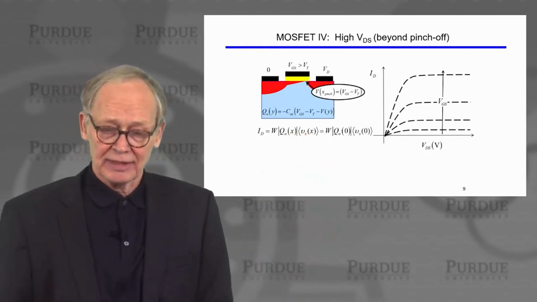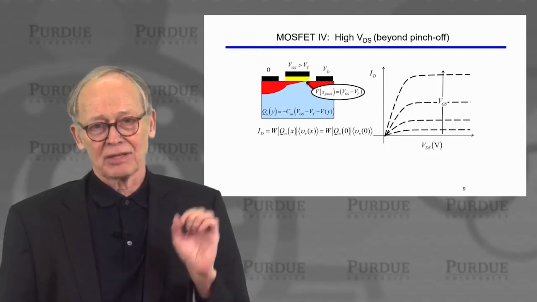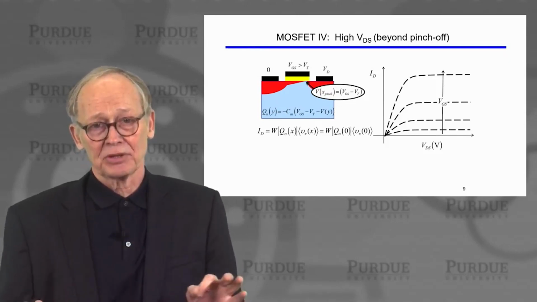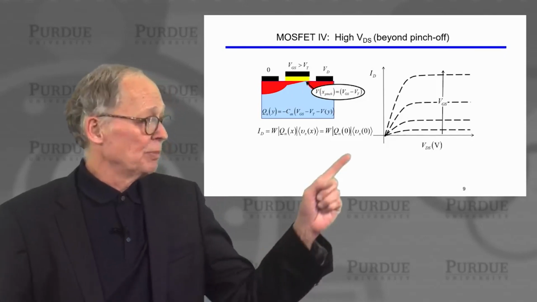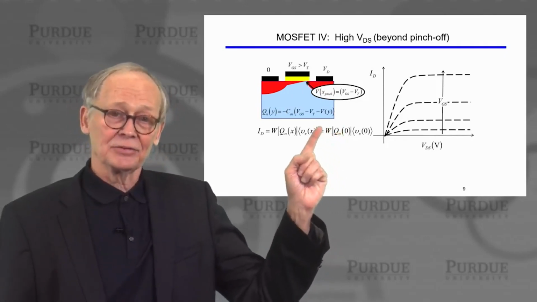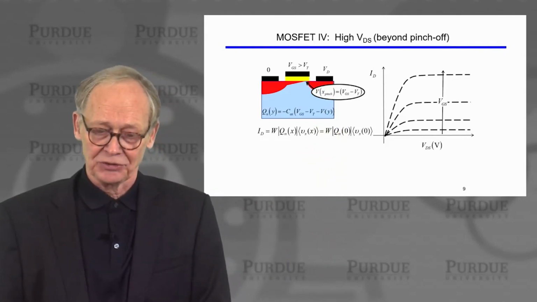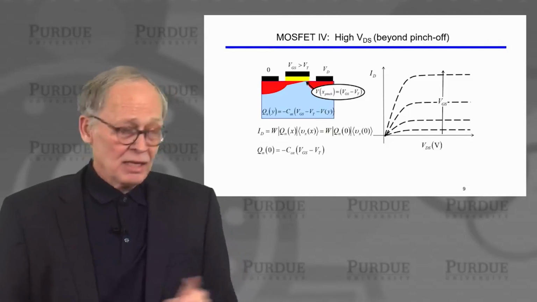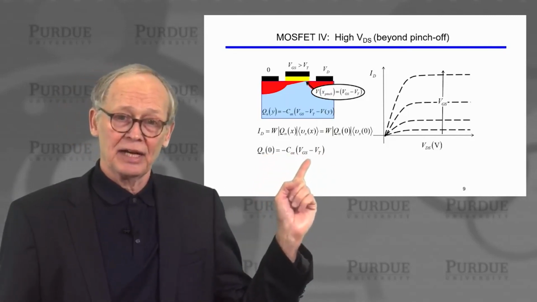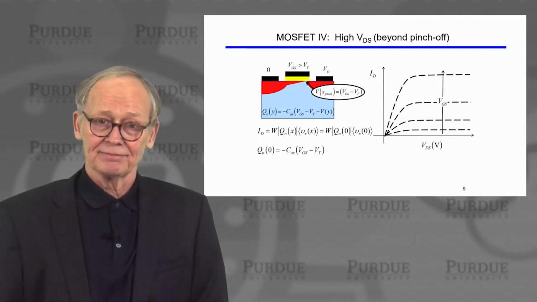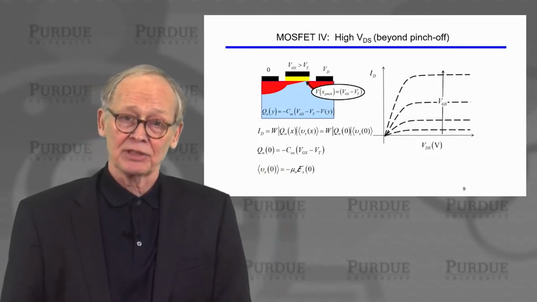Current is still charge times velocity. This applies anywhere. The current that comes in the source goes out to drain, so the current is constant anywhere, so we can pick any location. We pick the location that makes it easiest for us to compute things. And that's the beginning of the channel, back at the source end. Well, we know the charge there, it's just minus Cox (Vg minus Vt). Okay? The velocity is minus mobility times the electric field there.